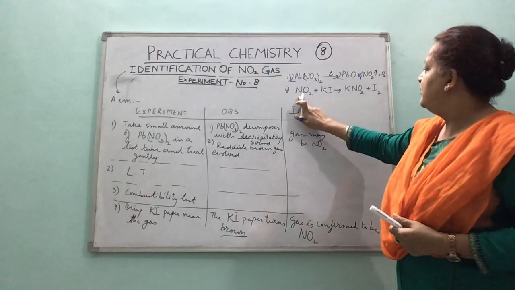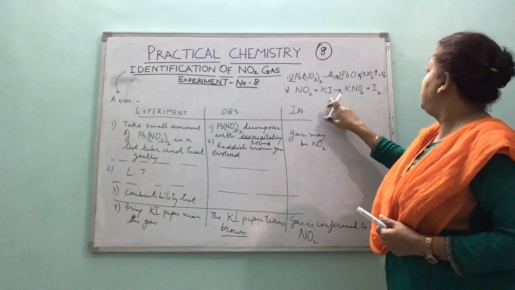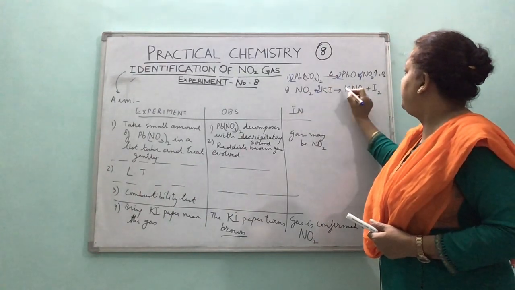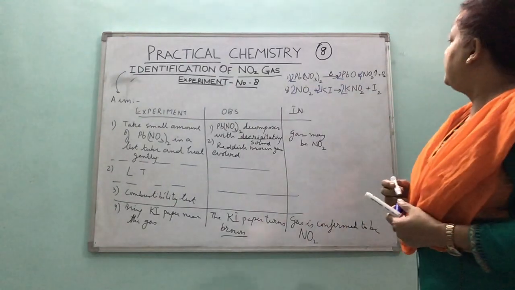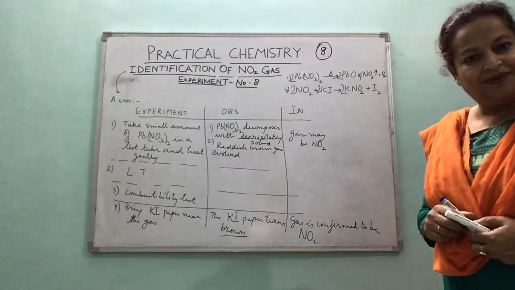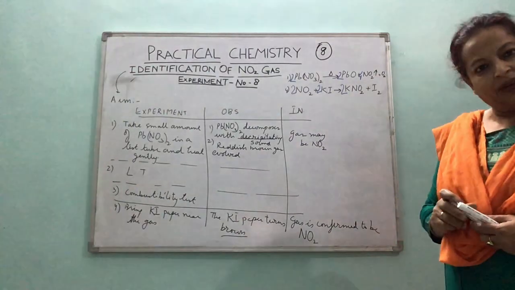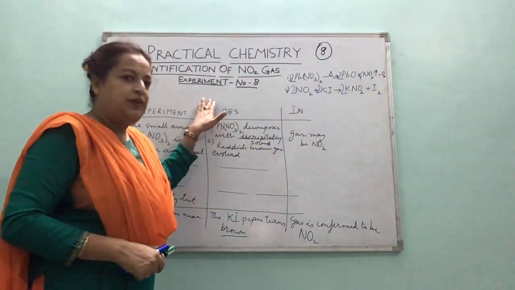Now it is oxygen 2, nitrogen 1, potassium 1, iodine 2. So we have to put 2 here. When you put 2 here, it goes 2 here. Now let's see 2, 4, 2. Is it balanced? It is a balanced chemical equation. So this is what you have to write for your NO2 experiment.